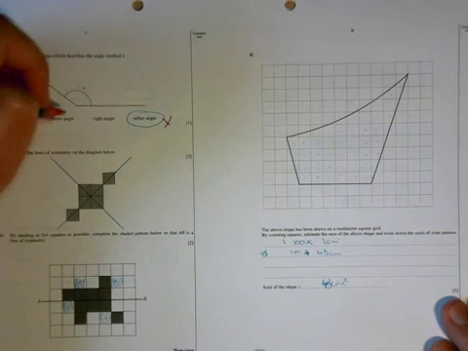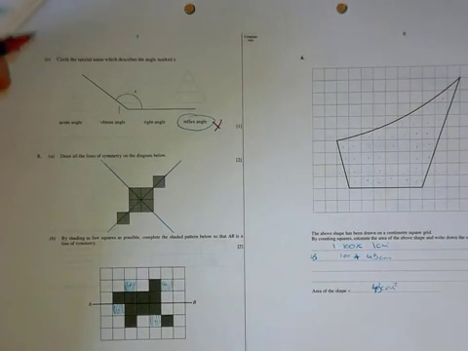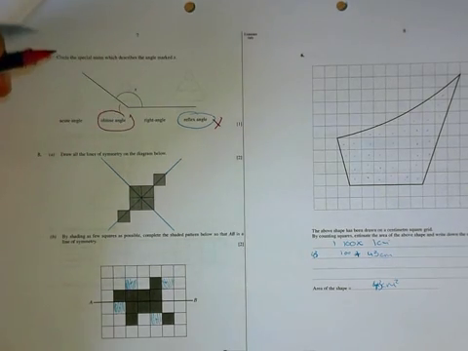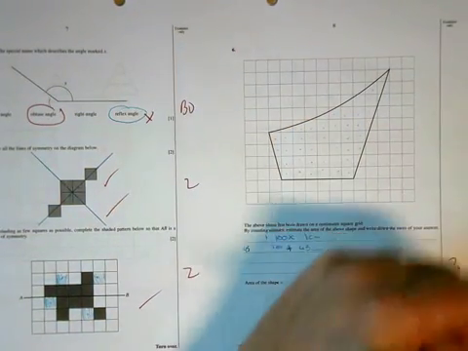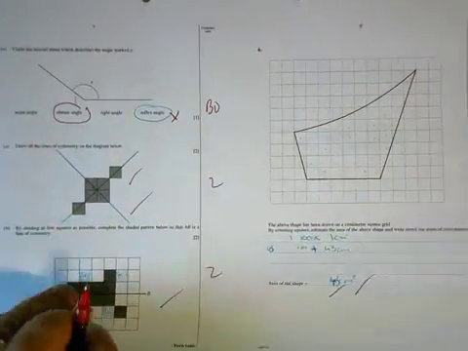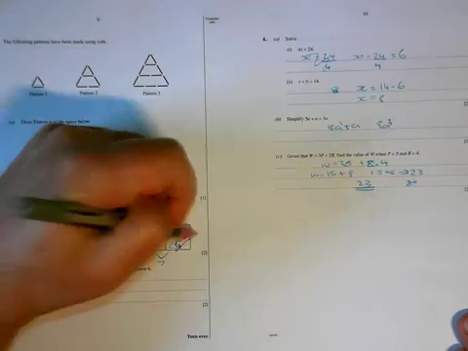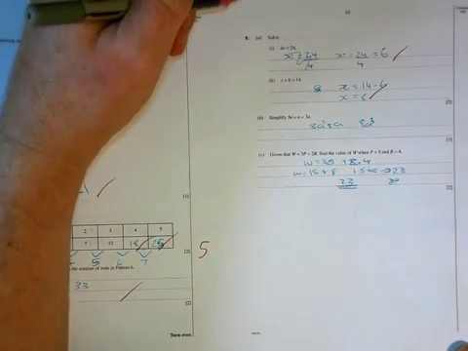That's not a reflex. This coming outside here would be a reflex. Reflex is greater than 180. This is less than 180. It's obtuse. Good, good. Excellent. Good. Perfect. Okay, 7 for that page. That's a bit of a recovery. That's good, that's good, that's good. Well done.